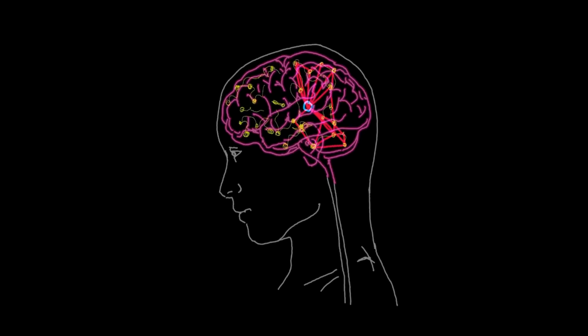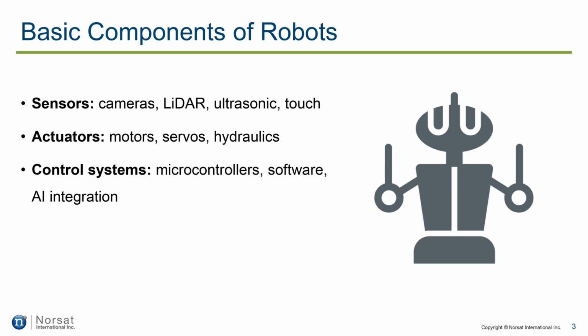Control systems are the brain. They process sensor data and tell actuators what to do. These range from simple microcontrollers to advanced systems using AI for autonomous decision-making. Together, these parts let robots sense, think, and act.